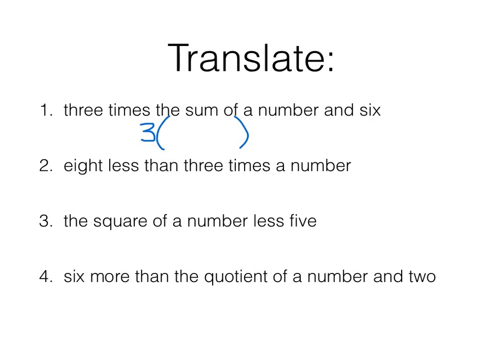The sum of a number and 6. So we're adding the number and the 6. n plus 6 in parentheses. And that is the best way to write that. Although you could have n plus 6 with the 3 afterwards, it does mean the same thing. It looks kind of awkward, so I'd probably stick with the first one. Next one, 8 less than 3 times a number.